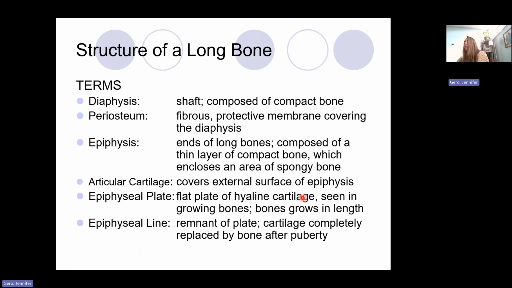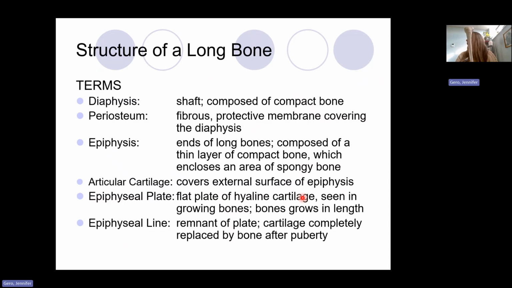Looking at the structure of a long bone. So we are going to look at the subanatomical features of a long bone. And so we have some terms here. We have the shaft part of a long bone, which is called the diaphysis. We have two ends, and these are called epiphysis, or epiphyses would be plural.